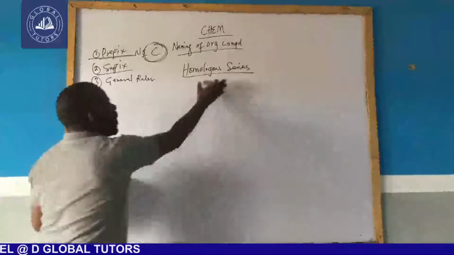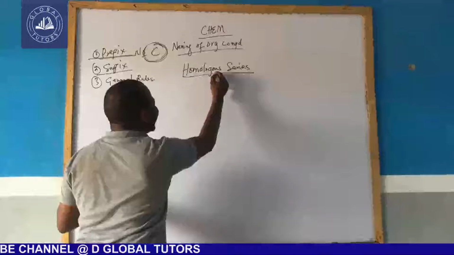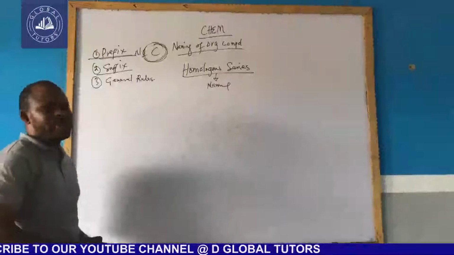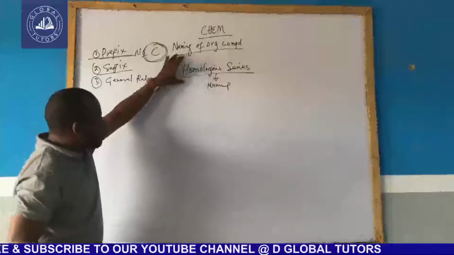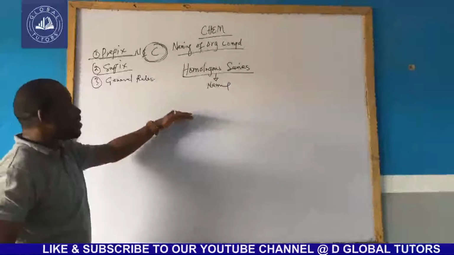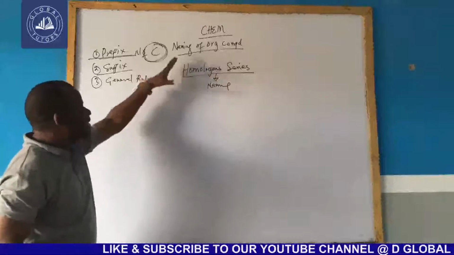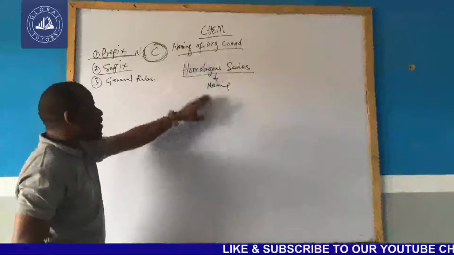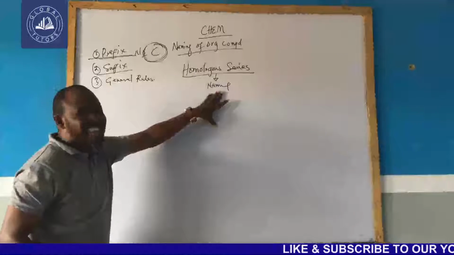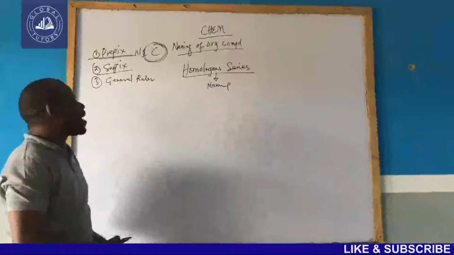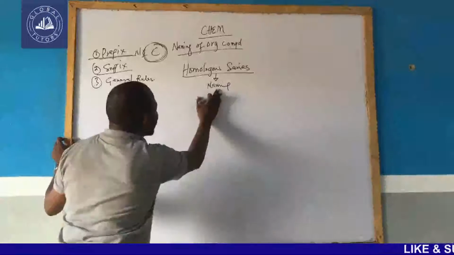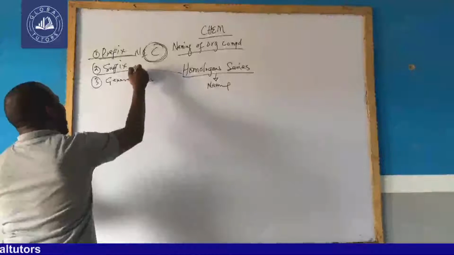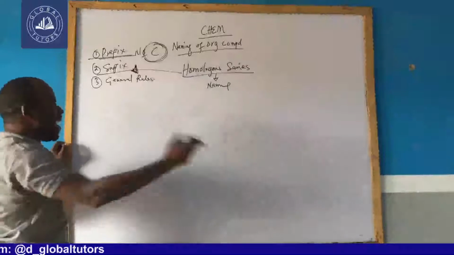Now, one of the peculiarities of homologous series is that they have the same method of naming. There are several peculiarities of homologous series, but in this class we are talking about naming of organic compounds. One of the peculiarities is that they have the same method of naming. Now, what is that same method of naming that the peculiarity is talking about? It is because they have the same suffix, the same ending.